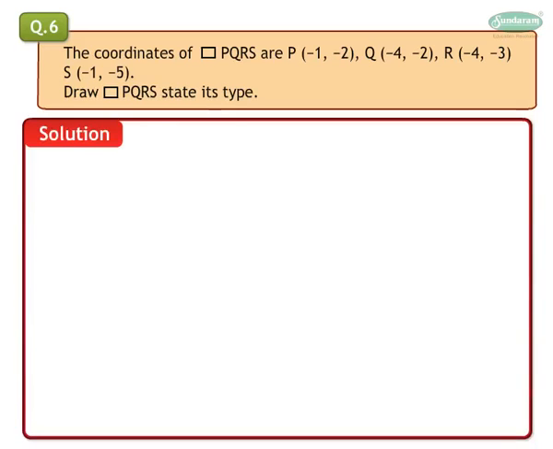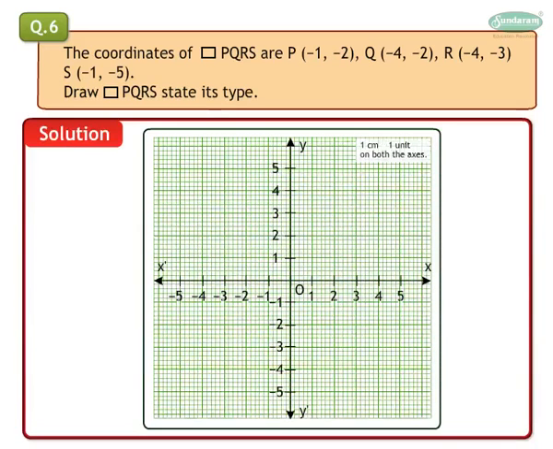Solution. Step 1. We draw the axes x, x dash and y, y dash on the graph paper. Take a scale of 1 centimeter is equal to 1 unit. Plot the point P, which will be 1 unit to the left of origin and 2 units below the origin. Point Q is 4 units to the left of origin and 2 units below the origin. Point R is 4 units to the left of origin and 3 units below it. Point S is 1 unit to the left of origin and 5 units below.